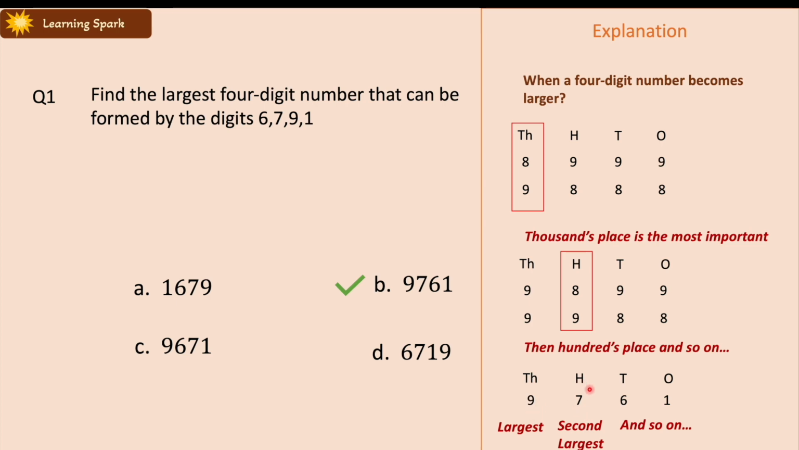The second greatest digit we will put in the hundreds place, because it is the second most important place to determine whether a number is greater or lesser. And then we have 6 and 1, which we respectively put in tens place and ones place. So the number becomes 9, 7, 6, and then 1.